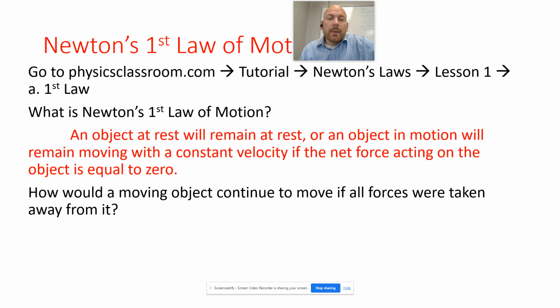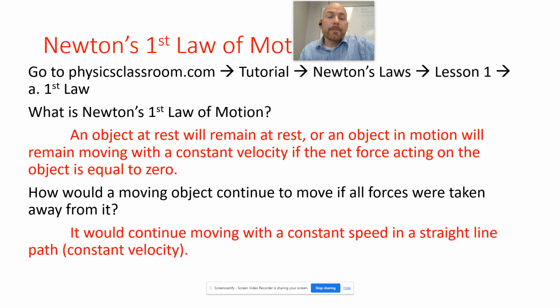So how will an object continue to move if all forces were taken away from it? It would continue to move at a constant speed in a straight line path. In other words, having constant velocity. That's kind of a weird thing, but that's how inertia works. If something's moving, it's going to continue to move forever and ever at a constant speed.